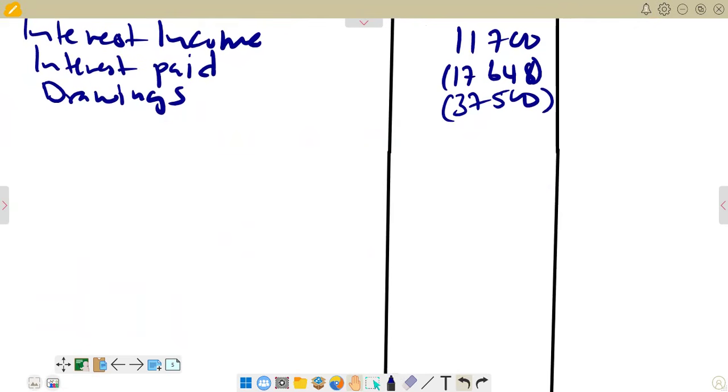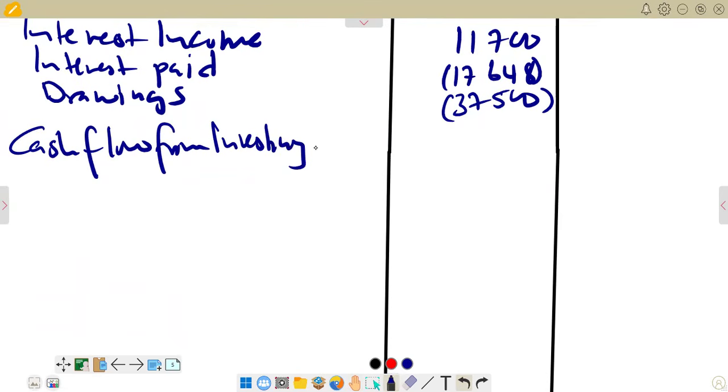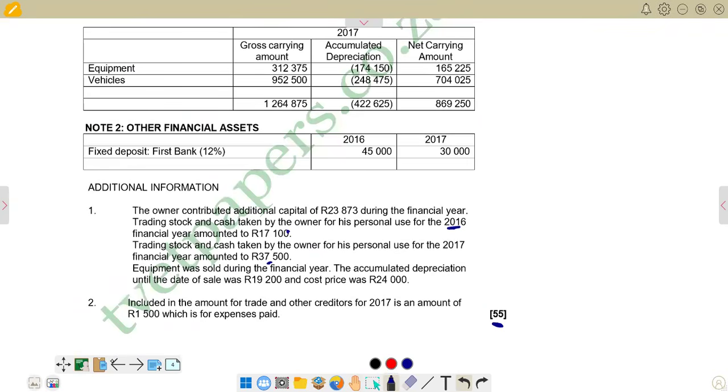So we are now saying cash flow from investing activities, and we are going to show, in terms of the movements of the non-current assets, any addition of the non-current assets, any disposal. So on disposal, we are going to check the actual cash that has been received for that disposal, and then we record it. If it's on credit, you are not going to record anything because there's no cash movement.